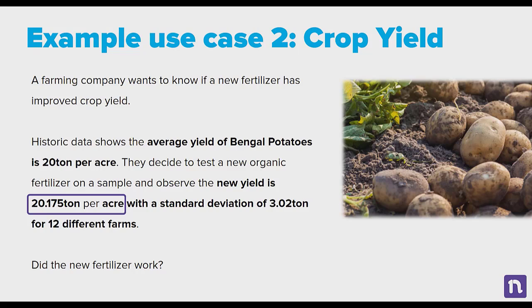20.175 tons per acre, and the standard deviation is at 3.02 tons. Now, since they tested it on 12 different farms, the sample size here is 12. Can you find out if the new fertilizer worked to make any change in the crop yield or not? We will further use this example to do the hand computation.